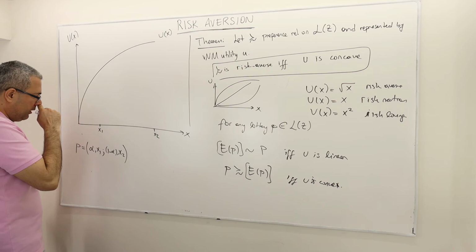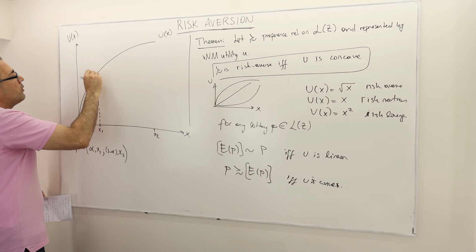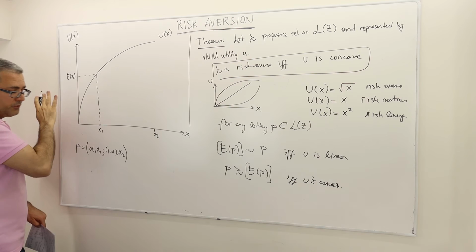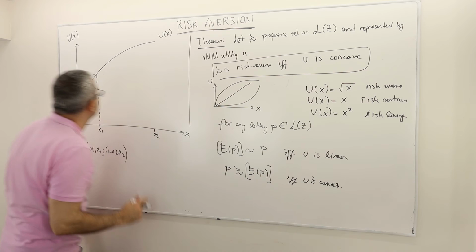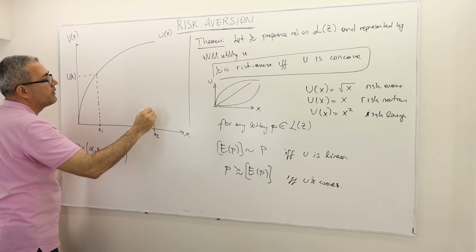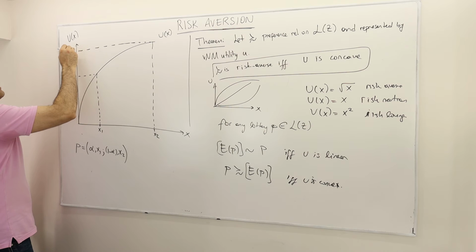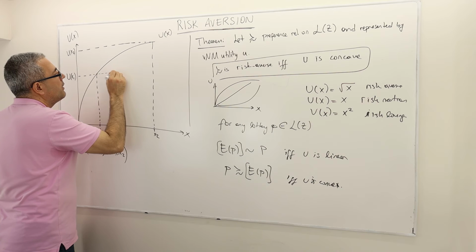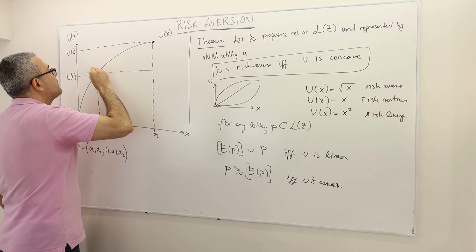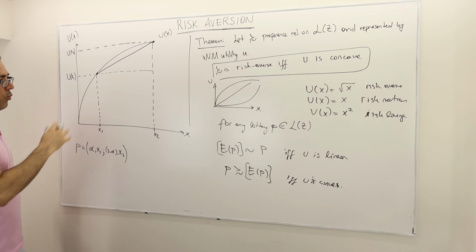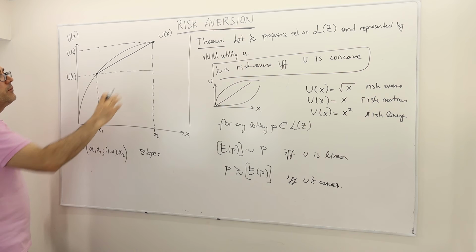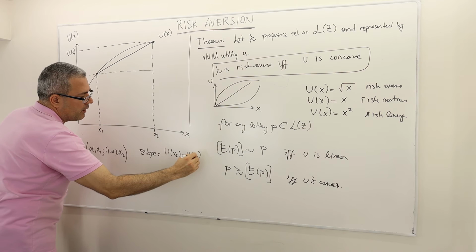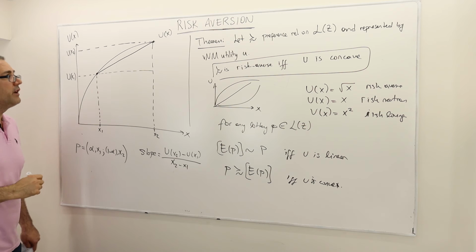Okay, sorry. So when I go all the way up here, this is the utility of X1. This is the von Neumann-Morgenstern utility function, let's suppose. And this is the utility of X2, all right? Very good. So what I want to do is the following. I'm going to connect these two dots with a linear function, a straight line. So what is the slope of this straight line? The slope is U of X2 minus U of X1, divided by X2 minus X1. Agree?